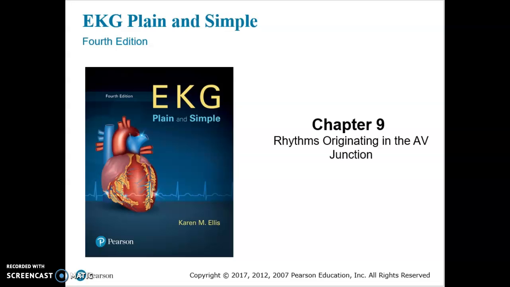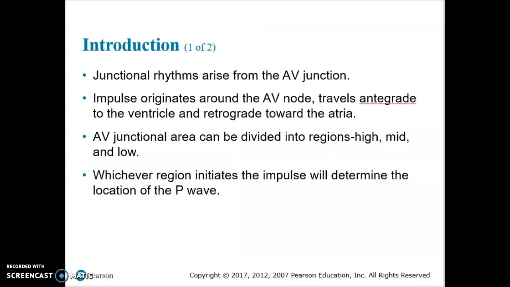Chapter 9, Video 1. Today we're going to talk about rhythms originating in the AV junction. Remember, we have the SA node, which serves as the primary pacemaker of the heart, and then we have the AV junction, which is a backup. So we're discussing rhythms that are happening now in that AV junction.